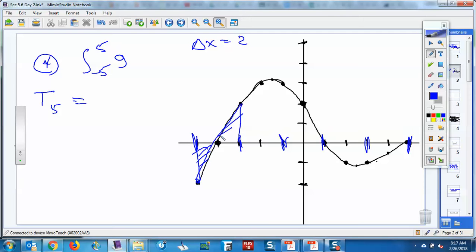So what's my first right edge, Emily? What's my first right edge? Pi over 4. No. Where's this integral start? It starts at 0.